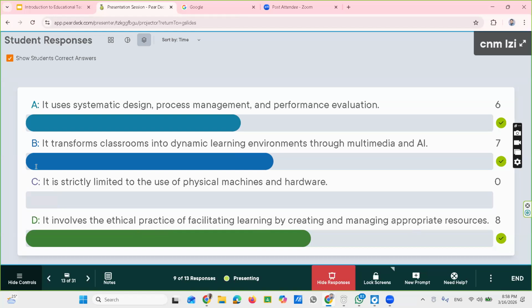Therefore, A, B, and D is the answer. C is not the correct option. It says it is strictly limited to the use of physical machines and hardware. Right? In educational technology, they are not going to restrict or limit the use of physical machines or hardware. Under educational technology, they always promote the use of machines, physical machines and hardware technology.